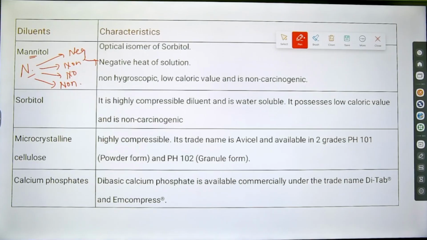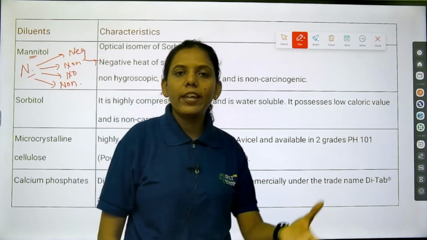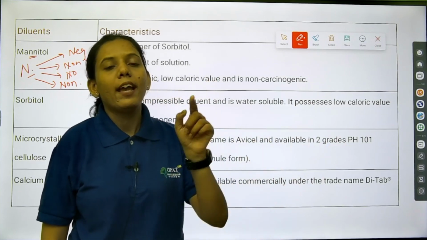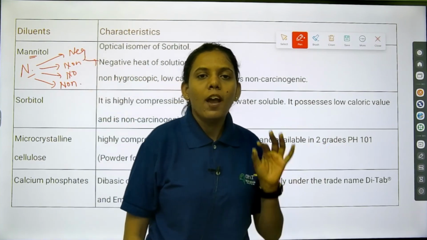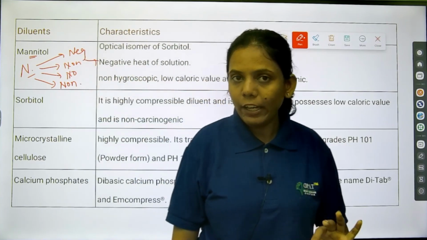Next is non-carcinogenic. Very simple. Which of the following is non-carcinogenic? Which of the following is non-hygroscopic? In those questions, this will be helpful. Very simple. Remember the letter N for mannitol.